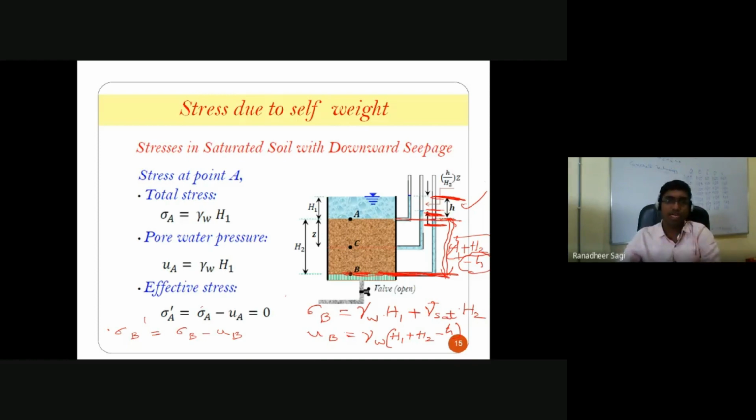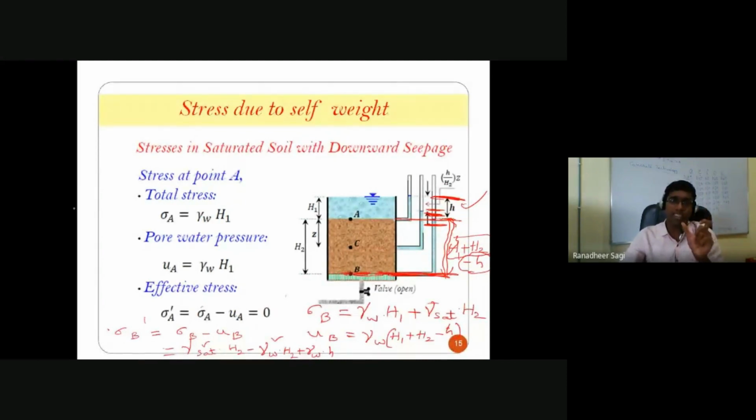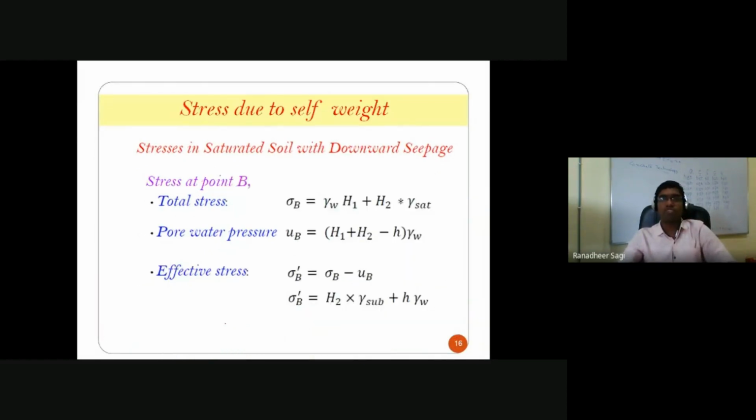So the terms remaining are gamma sat into H2 minus gamma W into H2 plus gamma W into small h, which is going to be my effective stress at point B. Now, if you look at the first two terms, H2 is common. Taking H2 common, what I have inside is gamma sat minus gamma W, where saturated unit weight minus unit weight of water is what we write as the submerged unit weight, into H2 plus gamma W into h. Okay, that becomes my effective stress at point B.